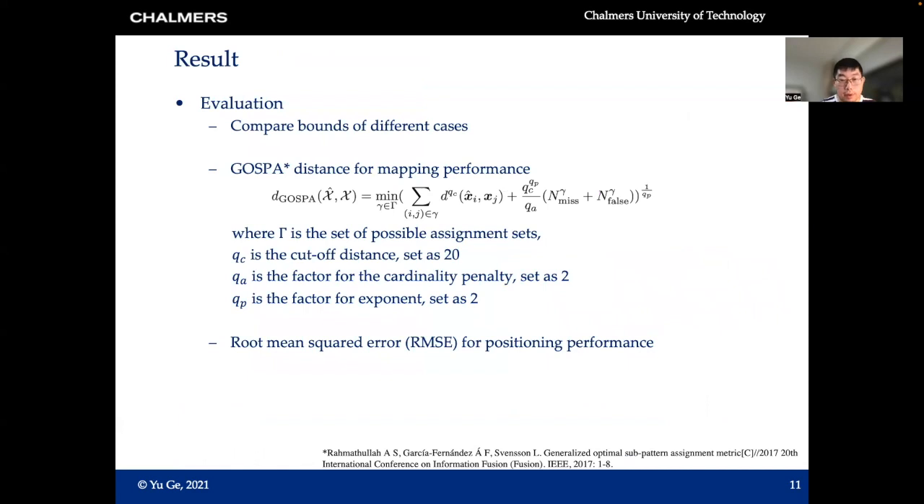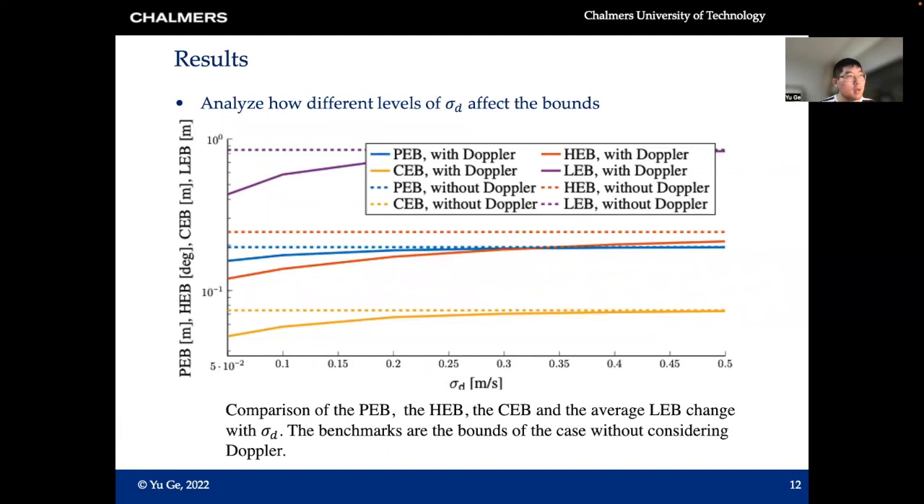Then we move into the numerical evaluation of the results. We use the so-called Gauss-Bar distance to evaluate the mapping result, which is a distance that considers all the estimation errors, misdetections and false alarms. We also evaluate the RMSE for the positioning performance. And we first analyze how different levels of sigma d affect the bounds. This figure shows how the bound changes with sigma d compared with the bounds without considering the Doppler.